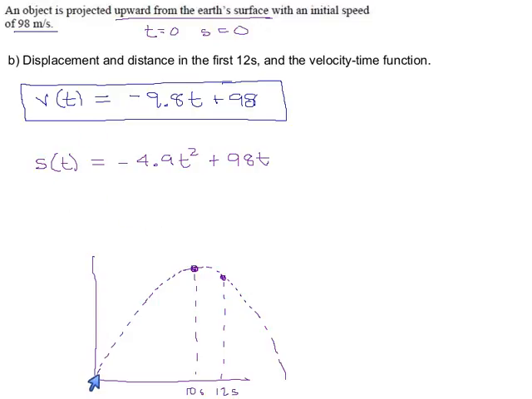So you can see there's going to be some direction changes we have to worry about here. If we're doing distance, we're going to have to add up some positive distance up to 10 seconds and then some negative distance to get from 10 to 12 and combine those. Let's see how that works out.